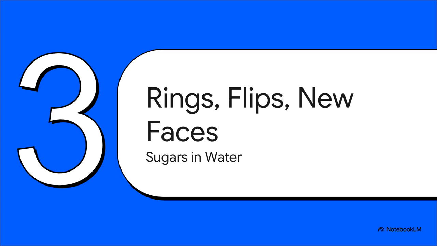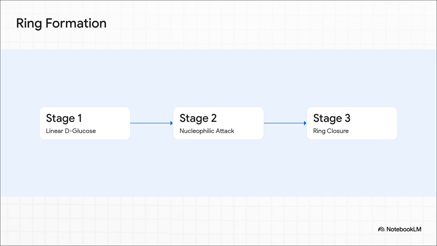So what happens when you put them in water, like in our cells? Things get even more interesting. What happens in a solution is that the linear chain actually folds back on itself. A hydroxyl group from way down the chain reaches up and attacks the carbonyl group at the top. This internal reaction literally snaps the molecule shut, forming a much more stable ring structure. This new ring is called a hemiacetal, and it's the form that sugars really prefer to be in.